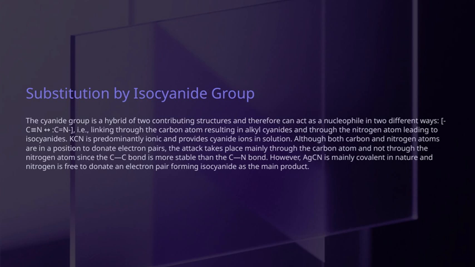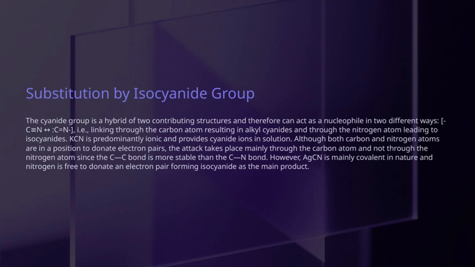Both the carbon and nitrogen atoms have electron pairs that could potentially be donated, but in practice, the attack mainly occurs through the carbon atom. This is because the carbon-to-carbon bond is more stable than the carbon-to-nitrogen bond, making the carbon pathway more favorable.